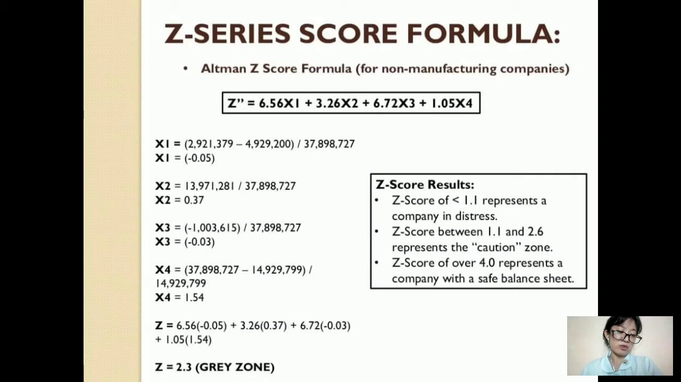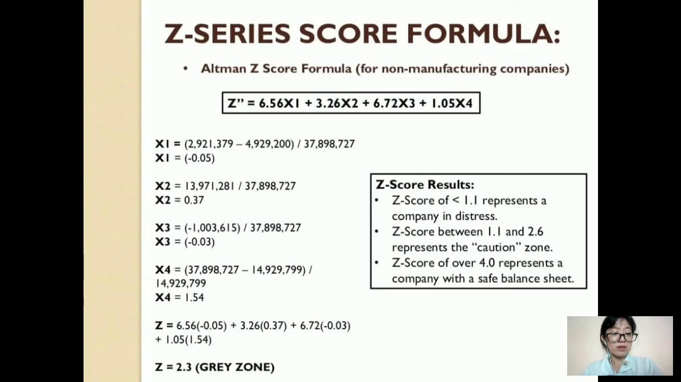And last is x4. To solve for x4, you need to divide the book value of equity by the total liabilities. To solve for the book value of equity, you need to subtract the total liabilities, which is 14.9 million, from the total asset, which is 37.8 million, and then divide it by the total liabilities, which is 14.9 million. So the value of x4 is 1.54.